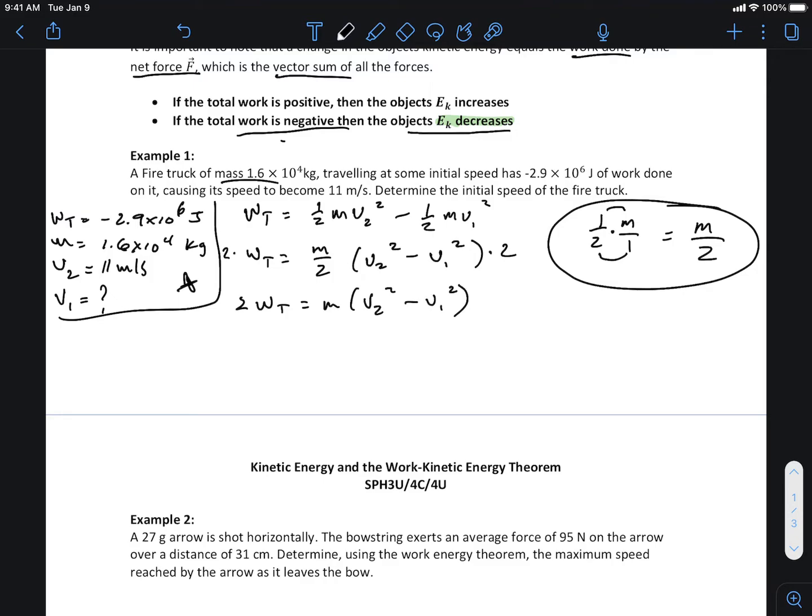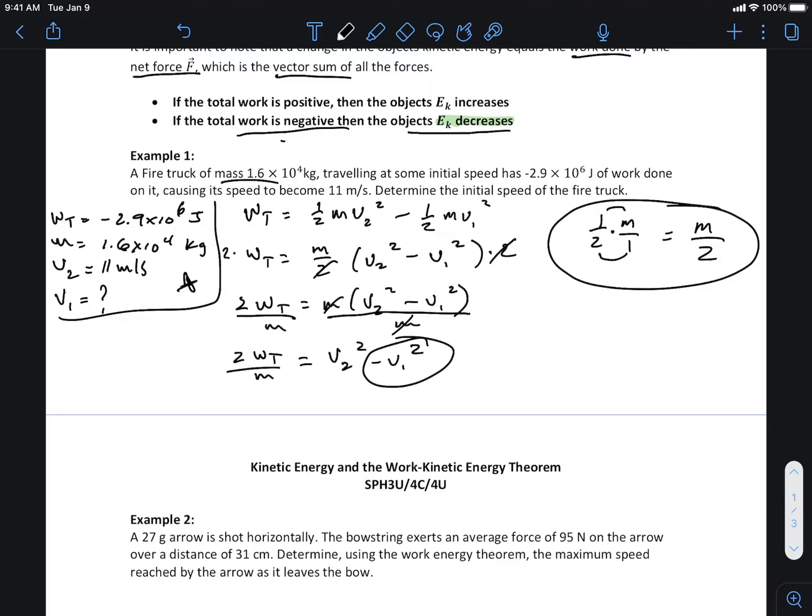So this is what happens after you move the 2 over, because the 2 would have canceled with the 2. Now you're at this stage. Let's move the m over now. Let's divide both sides by m, and now the m's cancel. Here's where we're at: 2W_T over m is equal to v2 squared minus v1 squared. What am I after? v1.